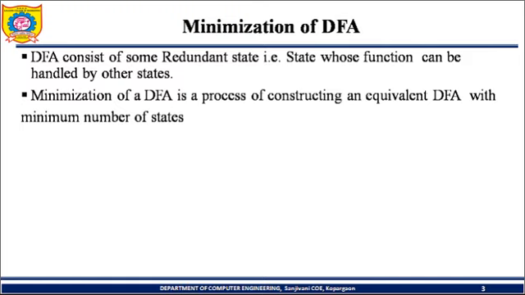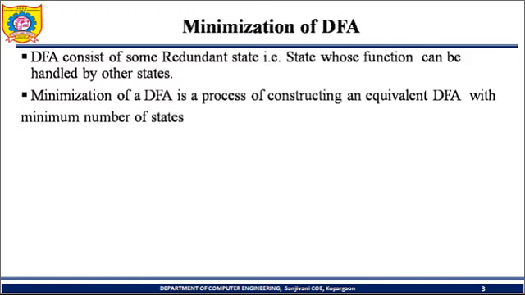So in a DFA, there are more than one state, or there are some states, which perform the same operation. So instead of keeping all those states as they are, we can reduce those states into a single state whose function, whose task, is the same.